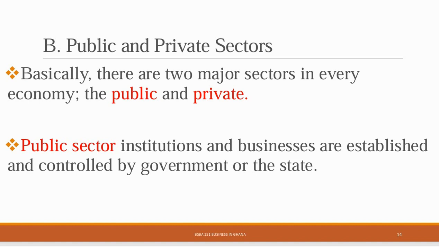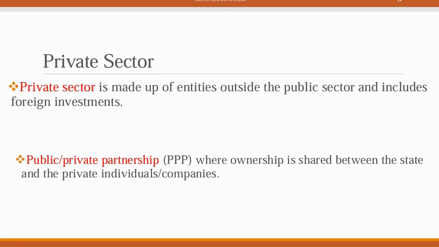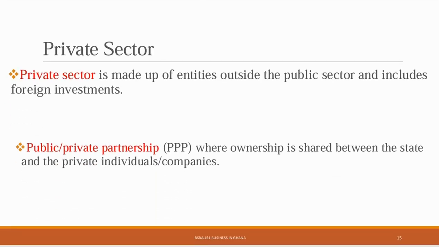So public sector institutions and businesses are established and controlled by government or the state. So the public deals with government. So once you see the word public, it should come to your mind that they are referring to the government or the state. I hope you get that. So let's look at them. We are saying the private sector is made up of entities outside the public sector and includes foreign investment. So that is what we said.